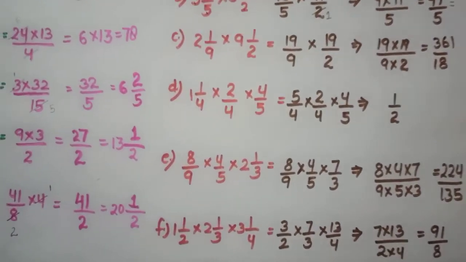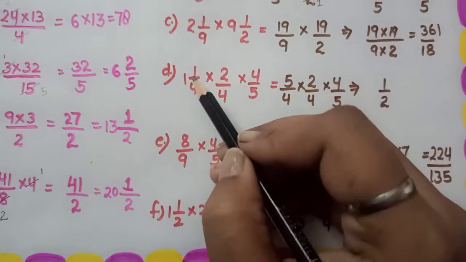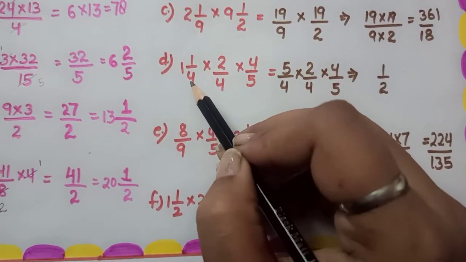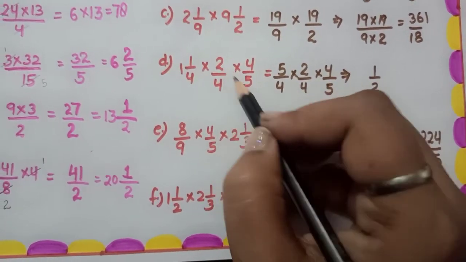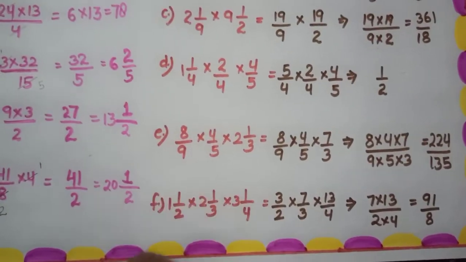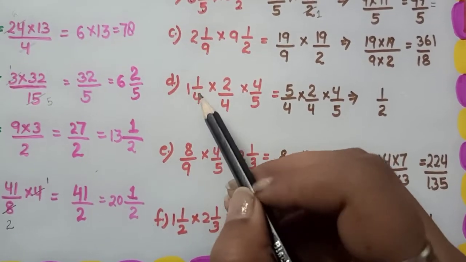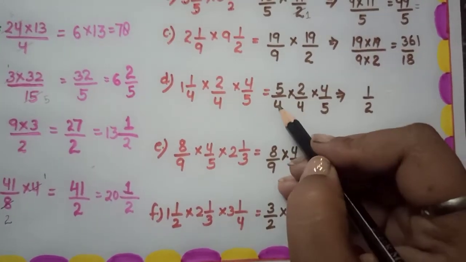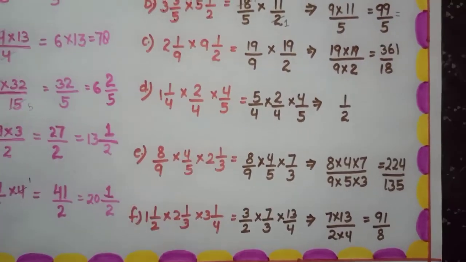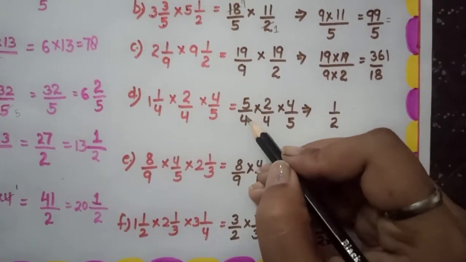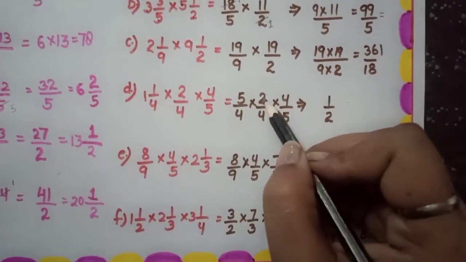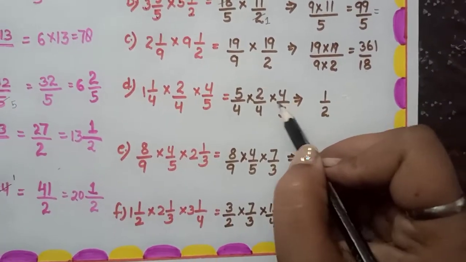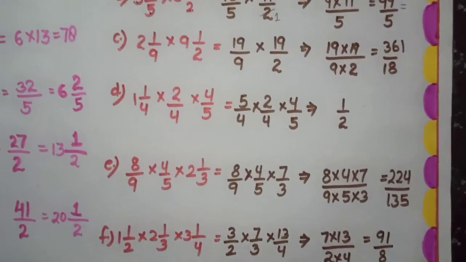Okay, now see D part. First of all, we can see we have a mixed fraction over here and a proper fraction and a proper fraction again. So let us convert this one. 4 1s are 4 plus 1, 5. 5 divided by 4. So 5 upon 4 multiplied by 2 upon 4 multiplied by 4 upon 4. Now let us check it out.